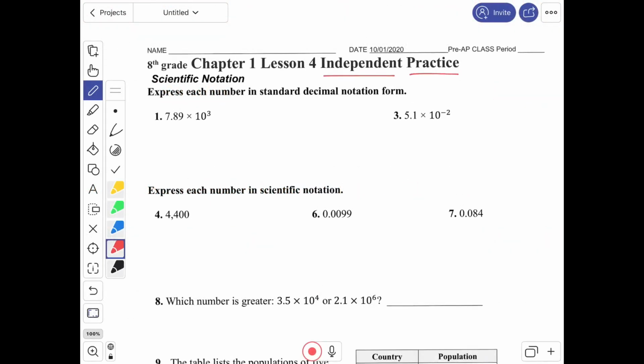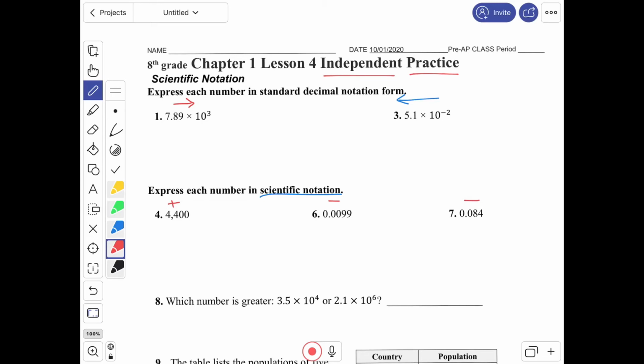Let's look at the independent practice that you are supposed to do. On the first 2, you're just writing it in standard notation, so you're going to move the decimal. So for this first one, it's positive, you're going to move it to the right, and the next one is negative, so you're going to move it to the left. On the next ones, you're writing it in scientific notation. So if it's a number bigger than 1, it's going to be a positive exponent. If it's a number less than 1, you're going to make it a negative exponent.